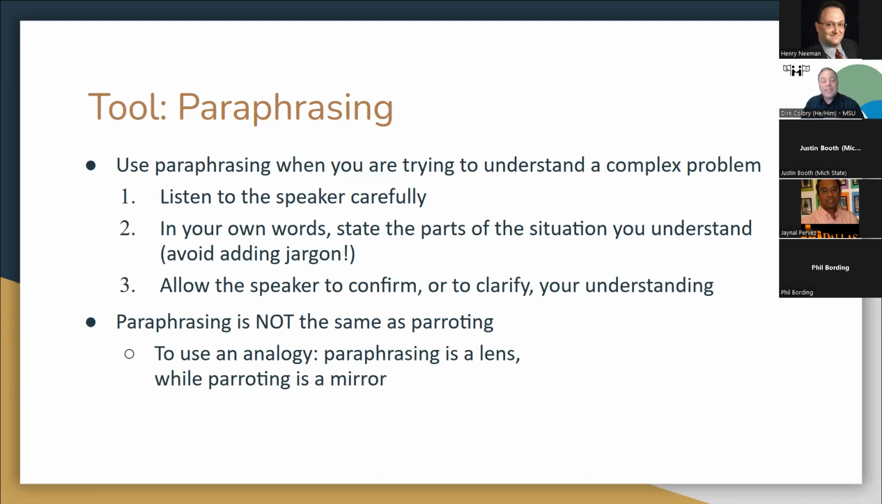Don't use paraphrasing as parroting. You don't want to be a mirror. You don't want to just say exactly the same words they said, because that doesn't mean you understood those words. If you say exactly the same words they said, they're going to say, yes, that's what I meant. And if you didn't understand those words, you're still not going to understand them. That's why you have to use this as a lens instead of a mirror. Repeat back the sentiment of their words, not the words themselves.